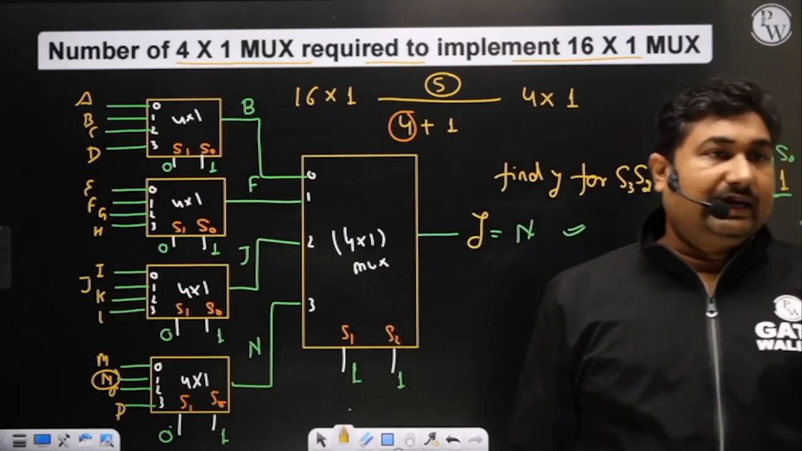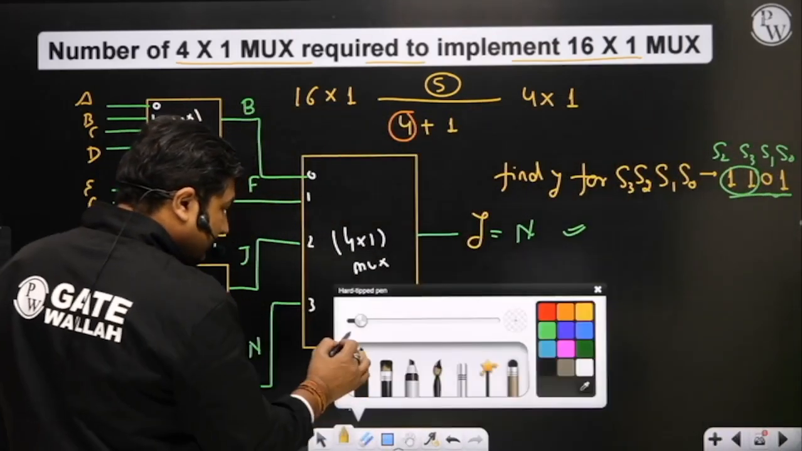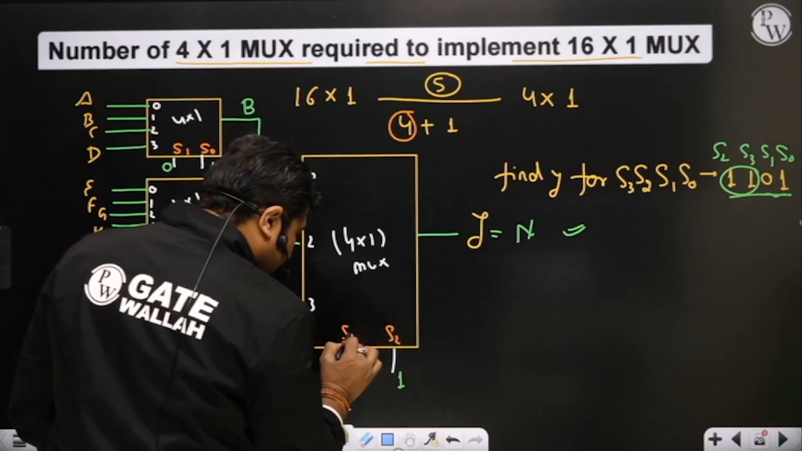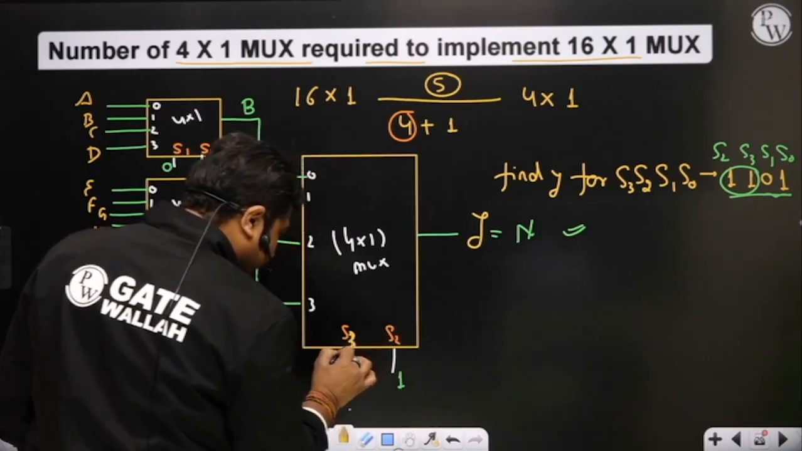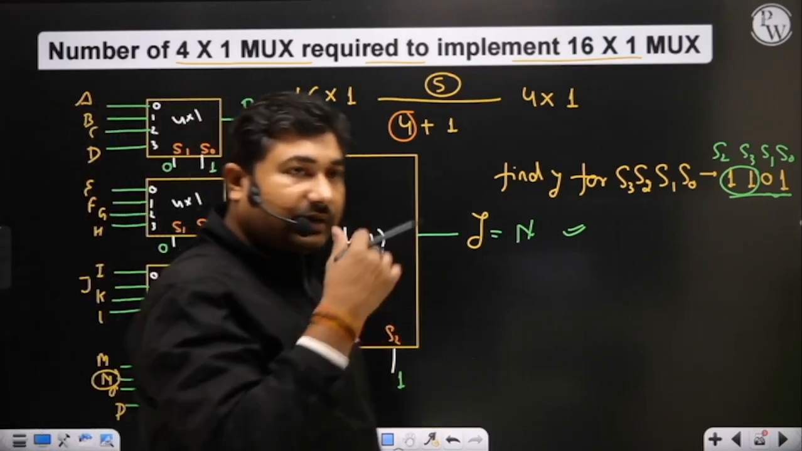Sir, S2 and S3 in the last one. Yes, yes. Beta, this is S3. I am sorry for that. Please correct it. This is S2, S3. Okay. S0, S1, S2, S3. Please correct it. Okay. Thank you.